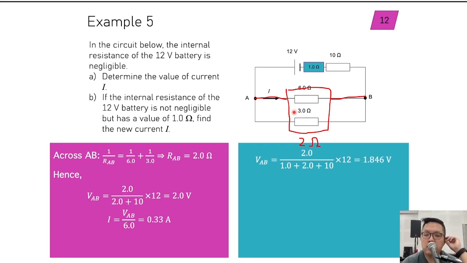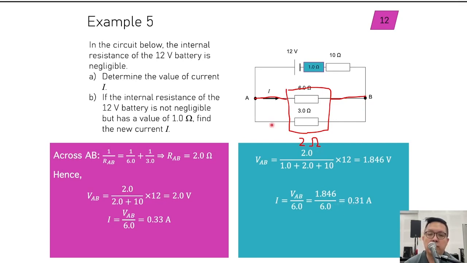Remember your RAB is still 2 ohms, but now instead of adding 2 and 10, I'm adding 2 and 10 and a 1 as well to cater for the internal resistance. So now your VAB is 1.846 volts. Then you just take the same method to find your current. I equals VAB over 6, because this path has 6 ohms of resistance, and you get 1.846 divided by 6, you get 0.31 ampere.